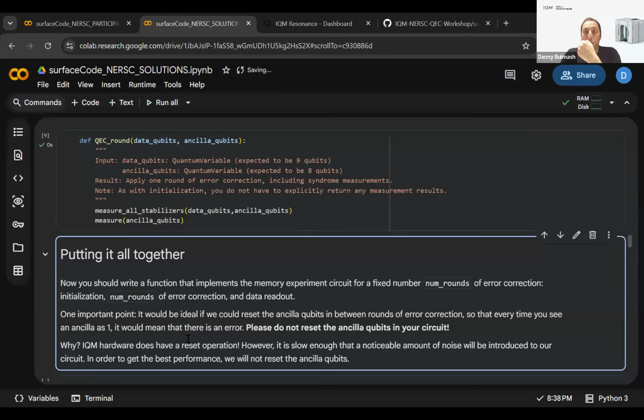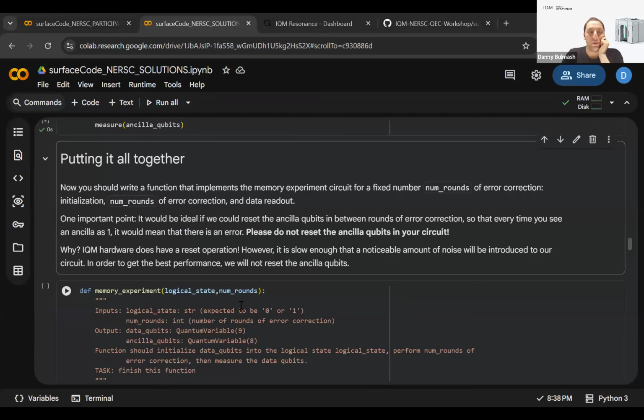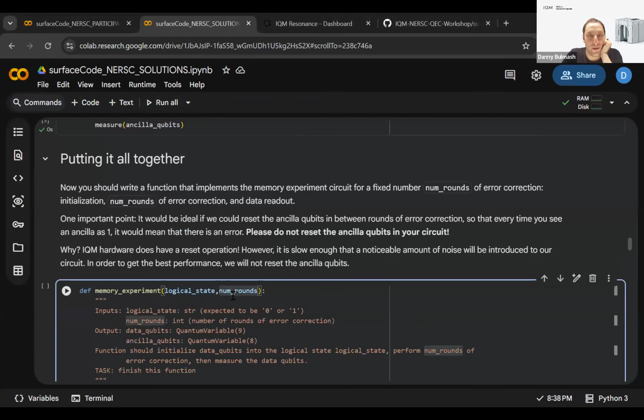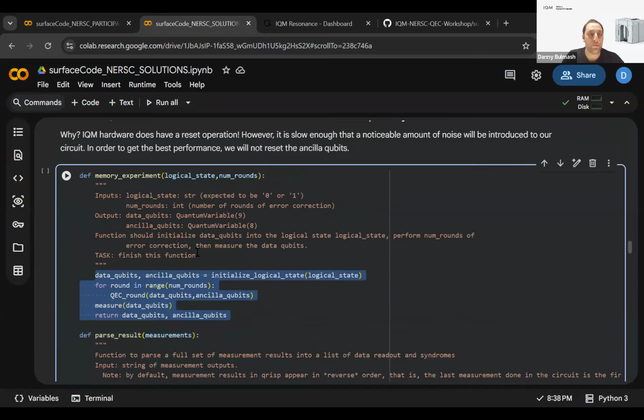And so now the goal here is to put all of this together into the memory experiment. So what's that supposed to do? We initialize, we have a certain number of rounds of error correction, and then we read out the data qubits. So how do we do that? Well, fortunately, we've written all of those functions already. So we start by initializing the logical state that we choose. We're going to input whether we want to initialize 0 or 1, and we initialize. And that's going to spit out the data and ancilla qubits.